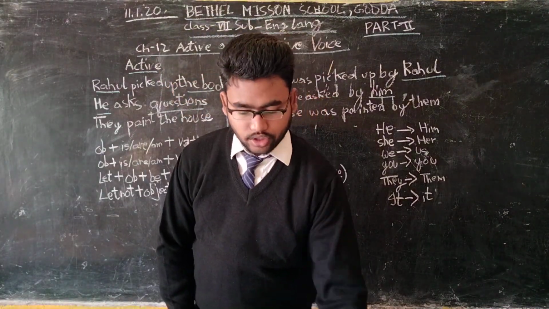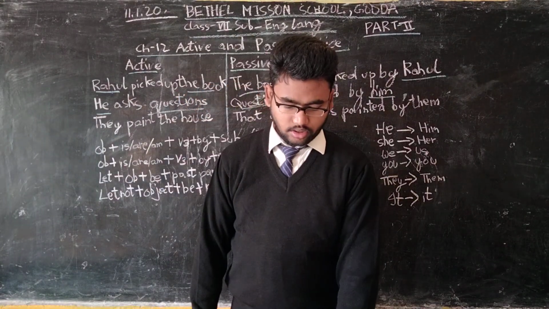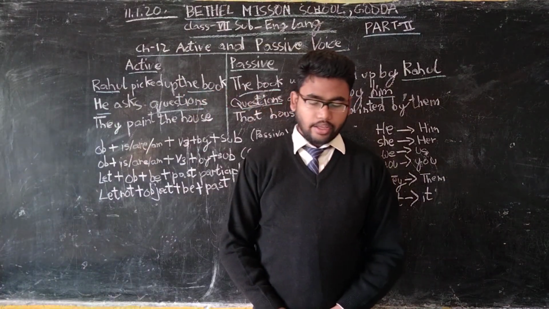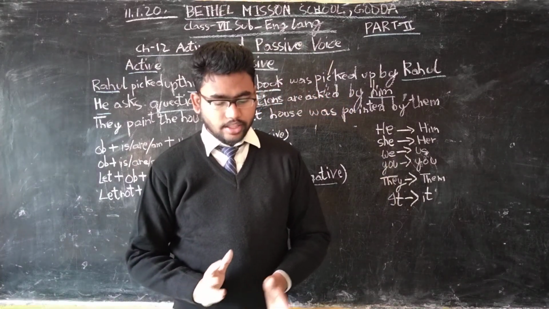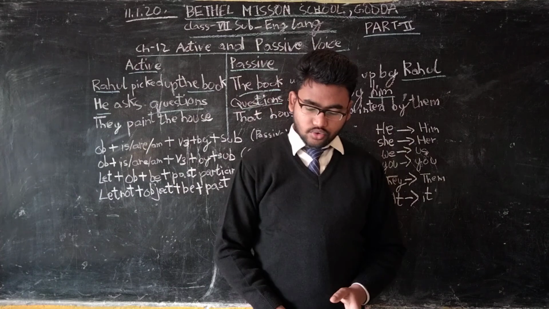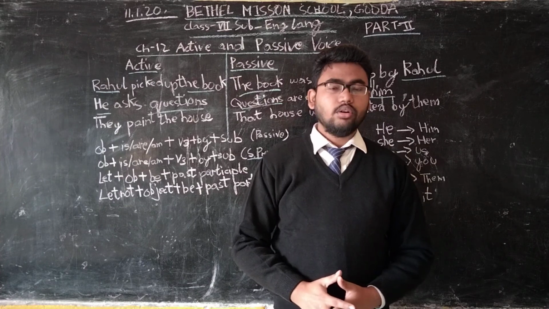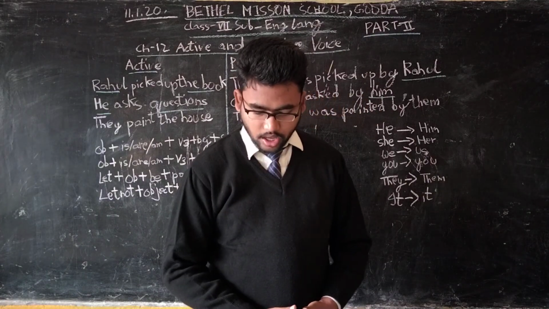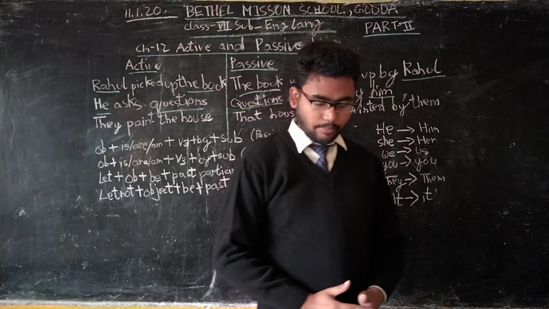Some more examples I would like to give you all, students. Did Manisha call you? I am giving an interrogative sentence as an example. Did Manisha call you? This is active voice. When we change this into passive voice: were you called by Manisha? Another example I would like to give. Do the Sharmas visit the house? Is the house visited by the Sharmas?